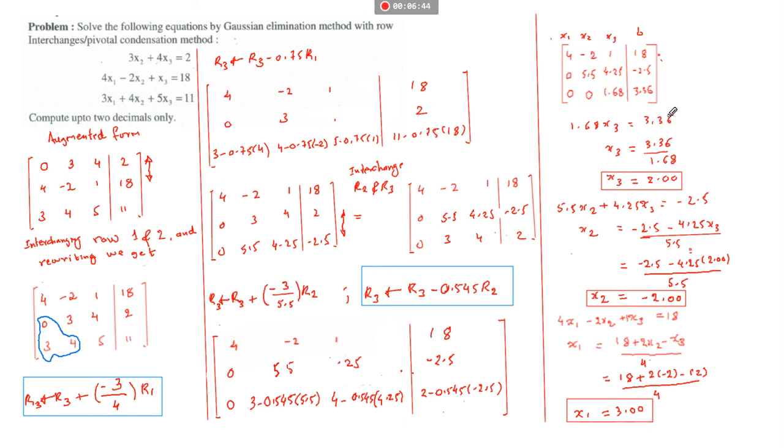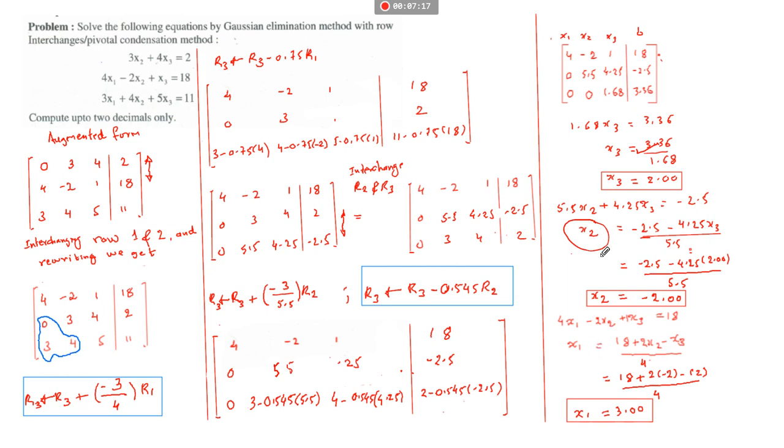1.68 times x3 will be equal to 3.36. This is a matrix multiplication, and if you solve for x3 you will get this. Now by back substitution you will solve for the second equation, which will be 5.5 times x2 plus 4.25 times x3 will be minus 2.5. Then you will calculate for x2, and here you will substitute for x3. By the back substitution method you will calculate for x2.